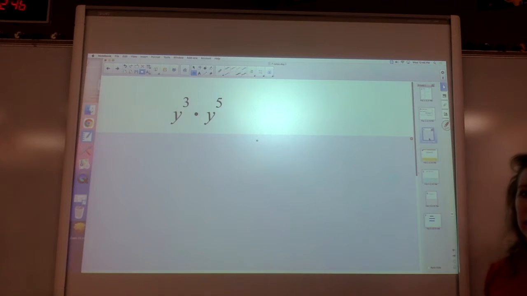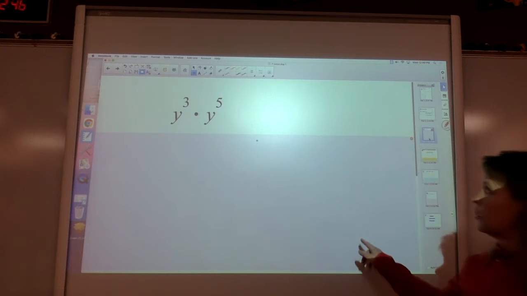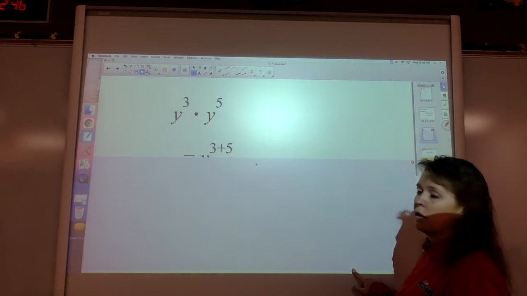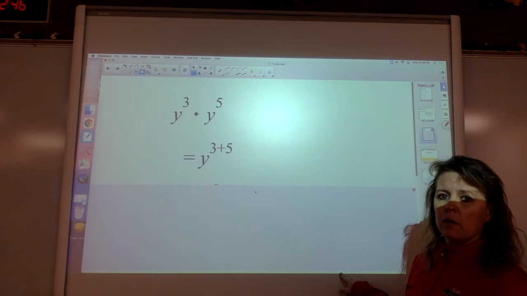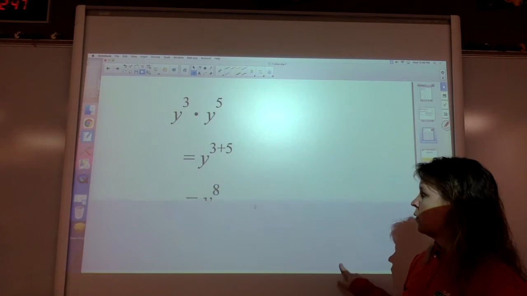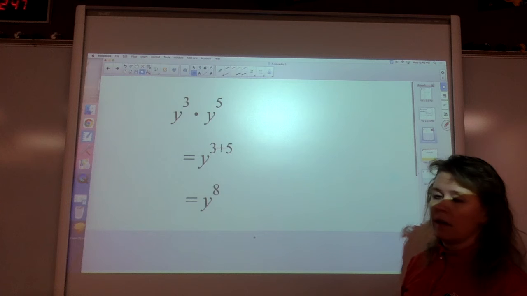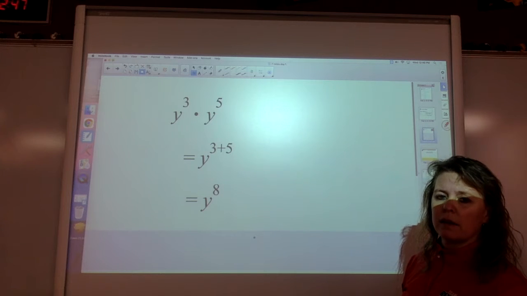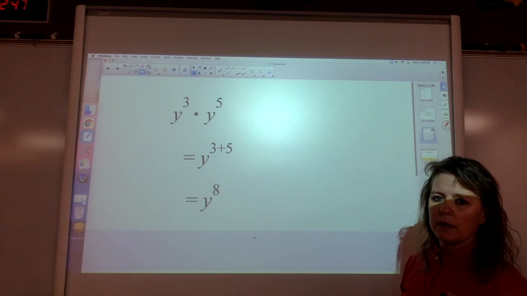There's rule number 1. So it's as easy as saying, okay, I know that's product, that's multiplication. It's y to the third times y to the 5th, which is y to the 3 plus 5. What's 3 plus 5? Y to the 8th. So y to the third times y to the 5th equals y to the 8th.